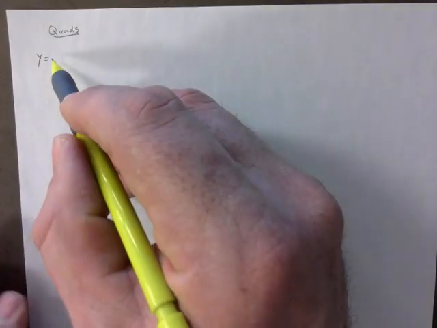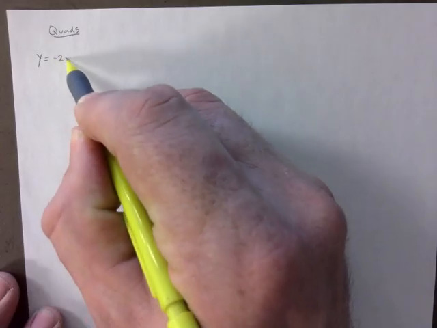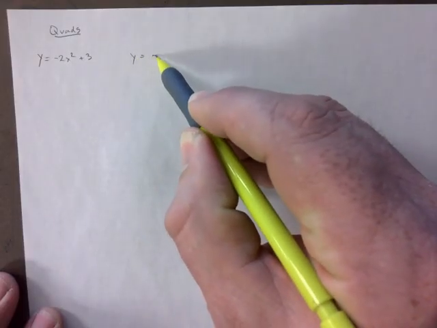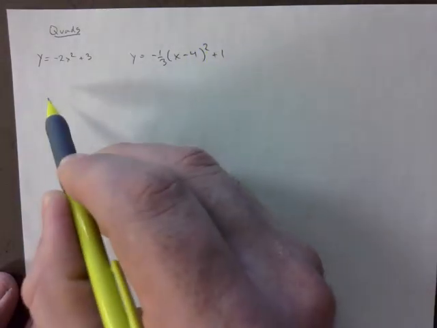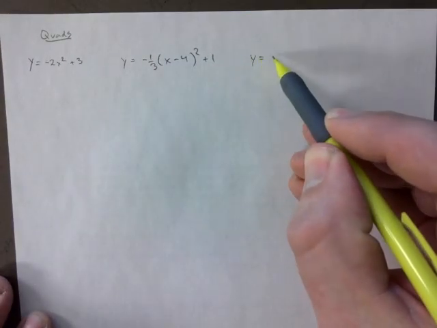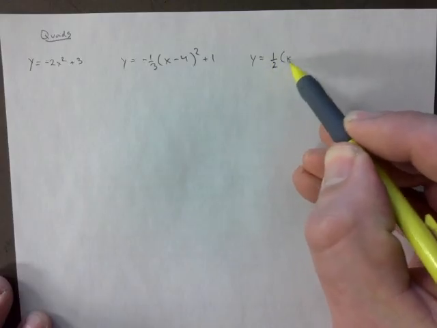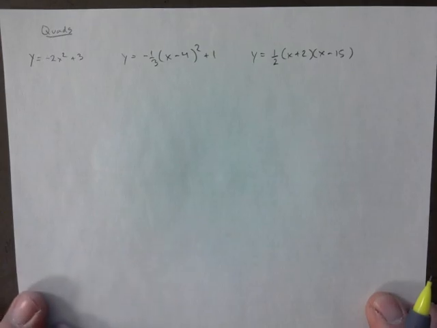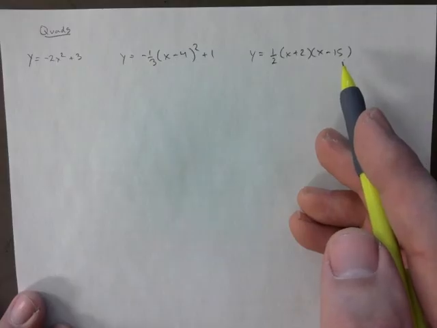So maybe we'll just talk about it this way. No matter what format you're given, so let's say you get one that looks like this, or you get one that looks like this, or you get one that looks like this, 1/2 x plus 2, x minus 15, let's say. It doesn't matter which format. All of these are going to be a quadratic. All of these are going to result in a parabola when you graph it.